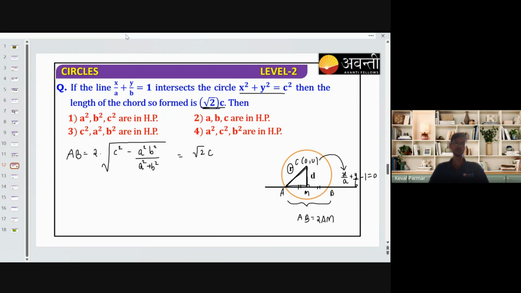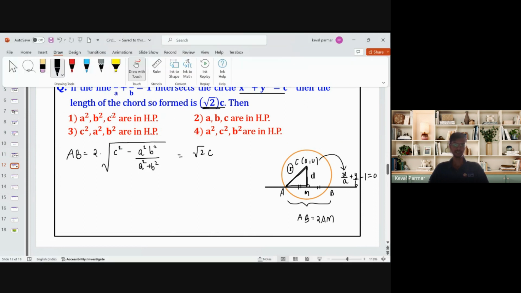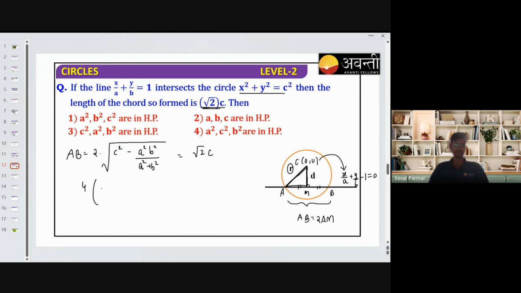So if I square on both the sides, I'll get 4 into c square minus a square b square upon a square plus b square is equal to 2c square. So we can cancel out here. We'll multiply it. So 2c square, and c square will come this side. So we'll get c square is equal to a square b square upon a square plus b square.